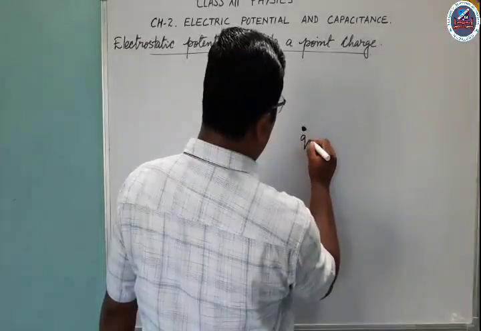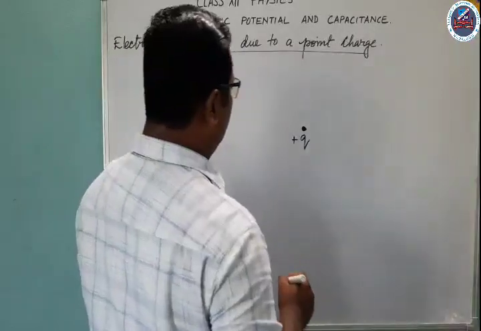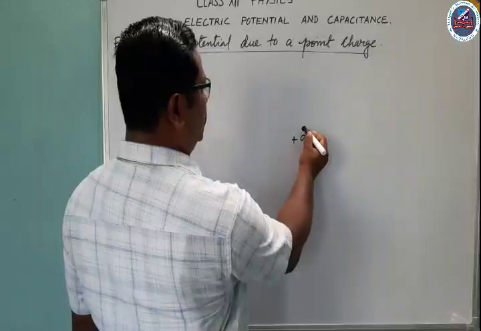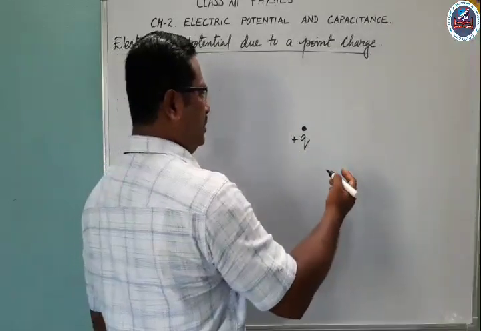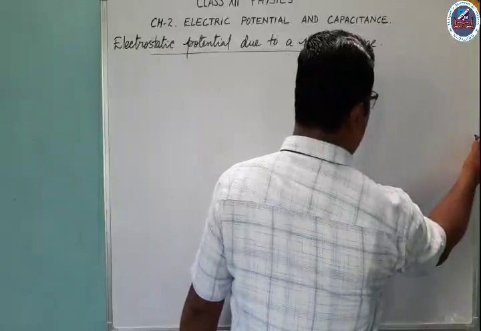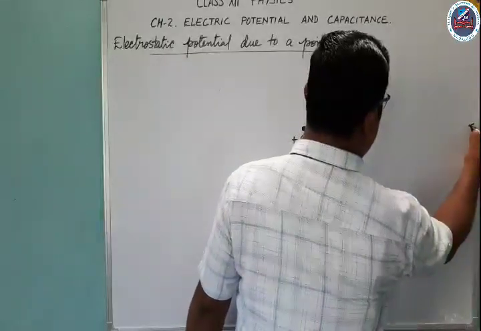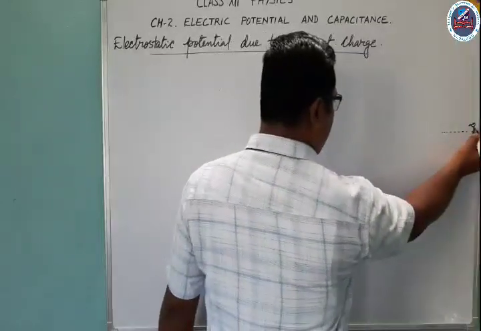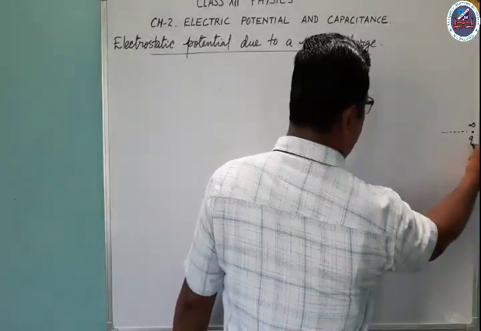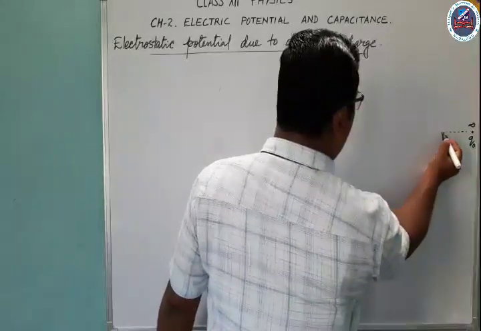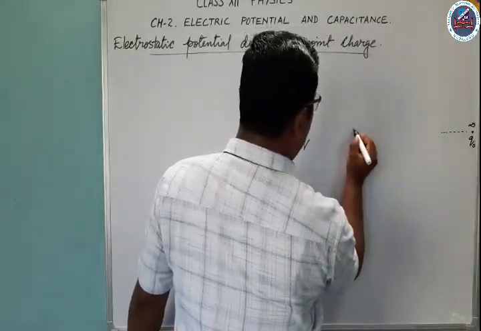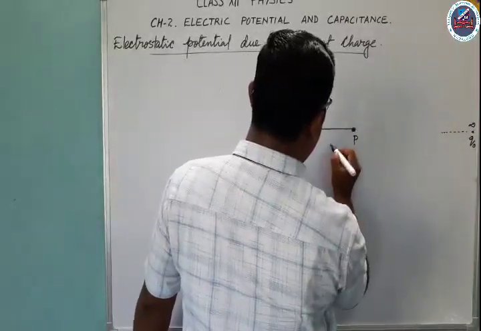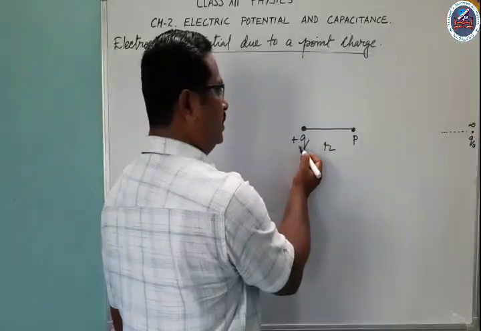Let me mark it as Q, plus Q. To find out the electrostatic potential due to a point charge, according to the definition, the charge we are going to bring from infinity. Suppose here it is infinity. We don't know the exact distance. We want to bring that point charge from infinity to this point, say P, lying at a distance R from the source charge.